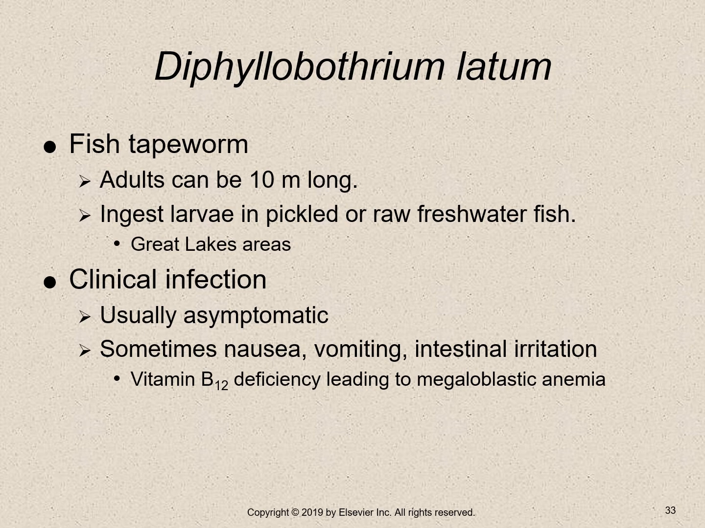Infections can be asymptomatic, but sometimes nausea, vomiting, and intestinal irritation can occur. Also, hosts can experience vitamin B12 deficiency, leading to megaloblastic anemia. And this is as a result of the organism interfering with the host's absorption of vitamins and minerals from food.